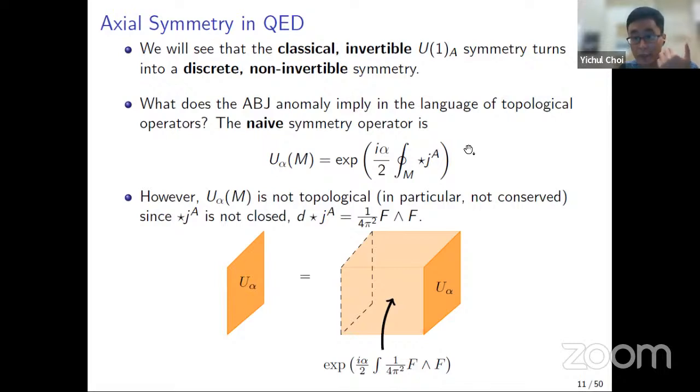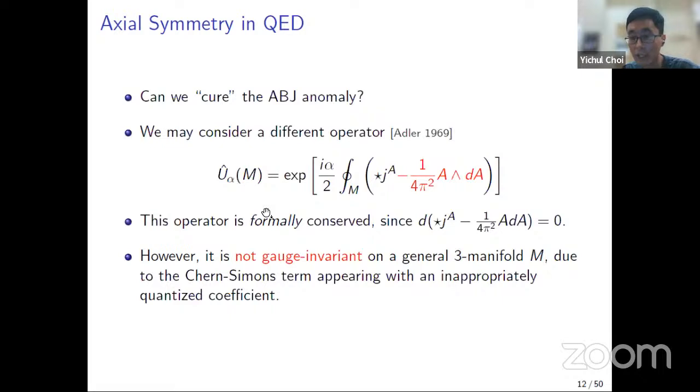But now the statement of the ABJ anomaly is that this naive symmetry operator is not topological anymore. So inside correlation functions, if I try to move around this U alpha operator, then it will not be topological, but I will have a four-dimensional tail where I essentially have the integral of F wedge F, because of this anomalous conservation equation and by using Stokes' theorem. And one can ask, can you cure this ABJ anomaly? By this, I mean, can you do something on this most naive symmetry operator U to make it topological again?